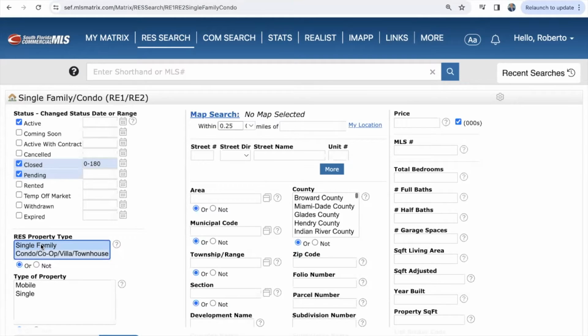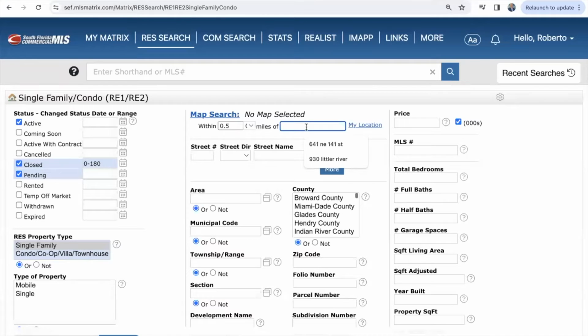Now, for single family homes, we're always going to use this little feature up here underneath map search that says within, and you have a quarter mile, half a mile, all the way up to 25 miles. It is recommended that you stay within a half a mile radius around the subject property. So we're going to select 0.5, which is half a mile. And then the subject property, you're going to place it right over here on the right-hand side.